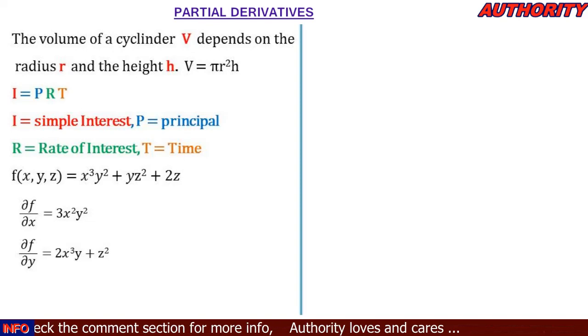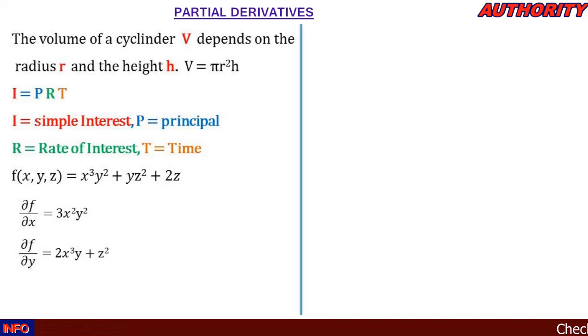Then we'll say plus. Now going to the second, where we have yz squared. So there is y there, right? Yes, when we differentiate y, what are we going to have? We're going to have 1. And then we treat z squared as a what? As a constant. So 1 times z squared is equal to z squared.